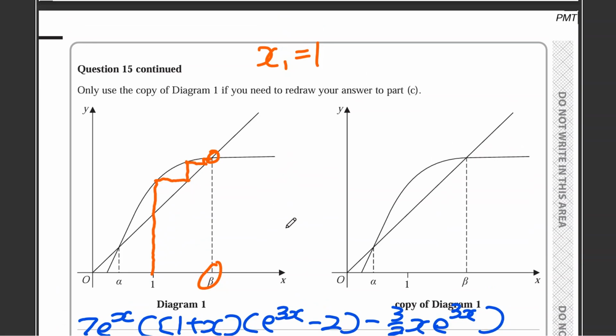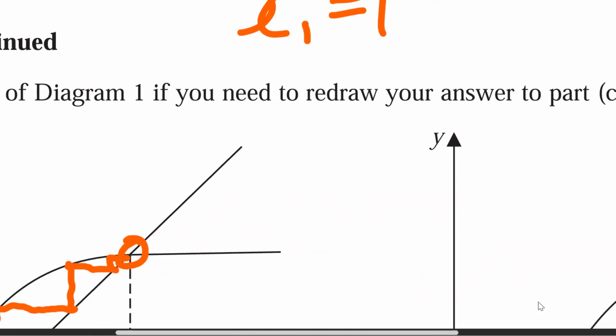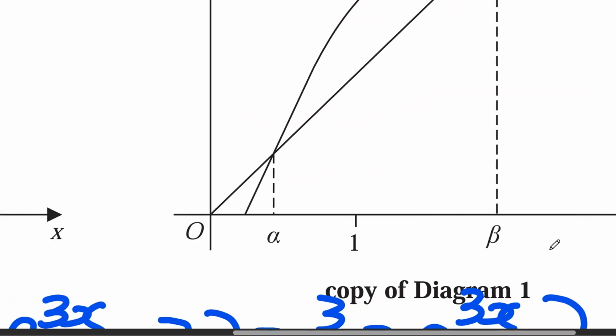And we get this staircase effect. This doesn't work for alpha. The reason for this is if we look at this diagram, here we have alpha. So in order to use iteration here, we have to find a value before alpha. So let's use this value here.